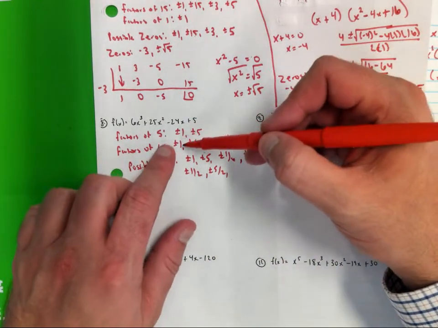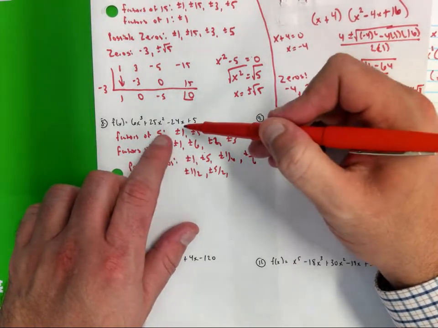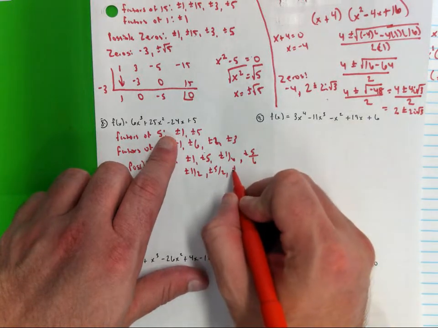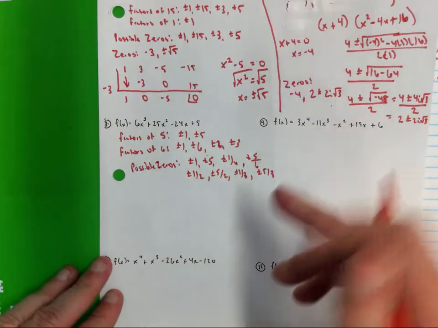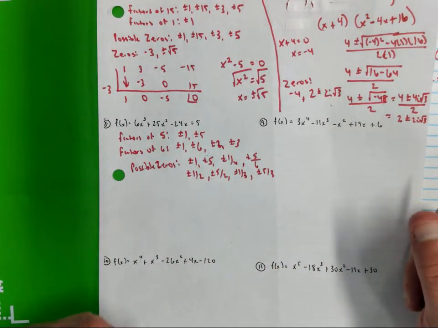So let's see what it did. 1 divided by 1, 5 divided by 1. 1 divided by 6, 5 divided by 6. 1 divided by 2, 5 divided by 2. Now 1 divided by 3 is 1/3. 5 divided by 3 is plus or minus 5/3. So I have 2, 3, 4, 5, 6, 7, 8, really 16 possible rational zeros there.